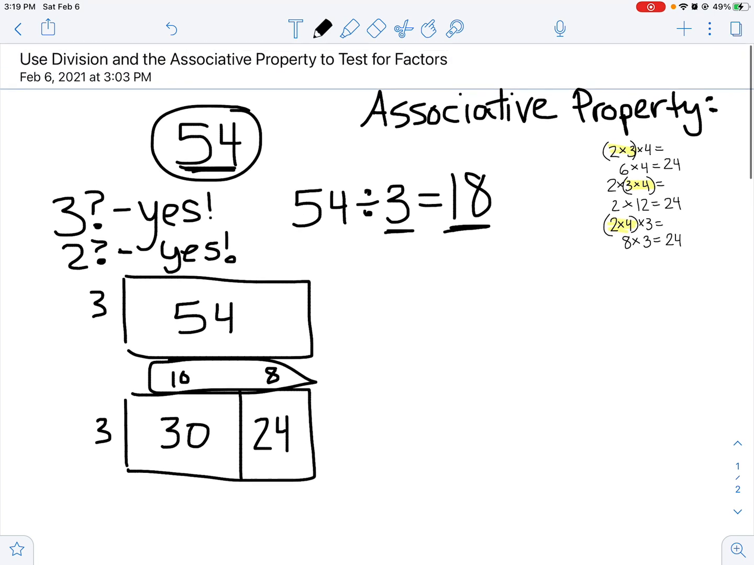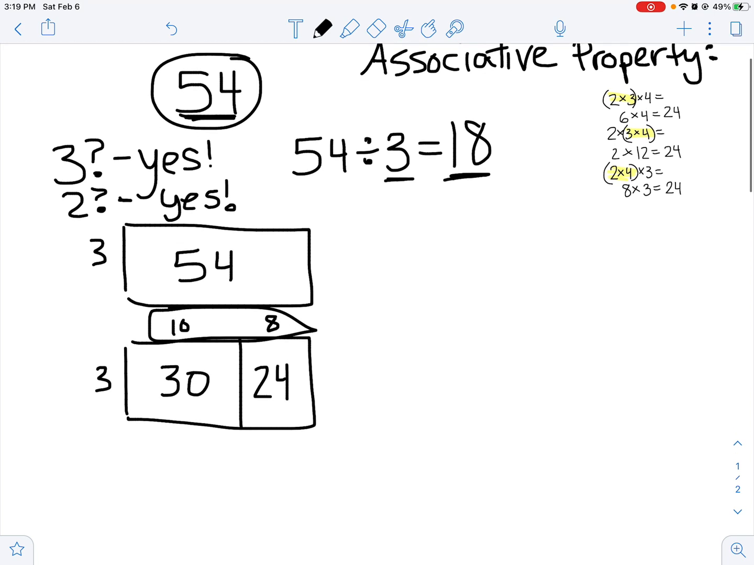Let's try another one. What if we have a larger number? Let's see. Actually, let's take a look at 54 still. We're going to think about 54, okay? And we already know that 2 and 3 are factors of 54, right?